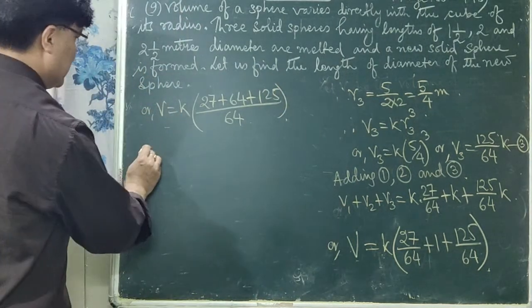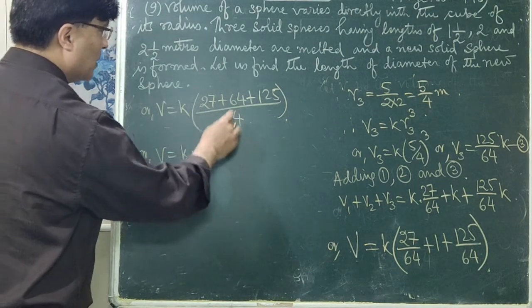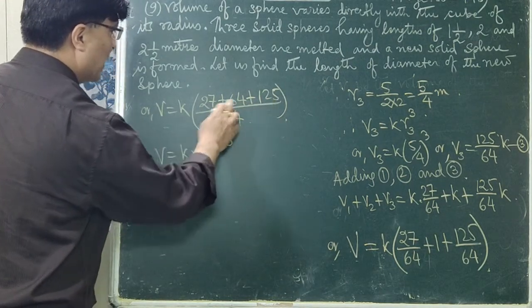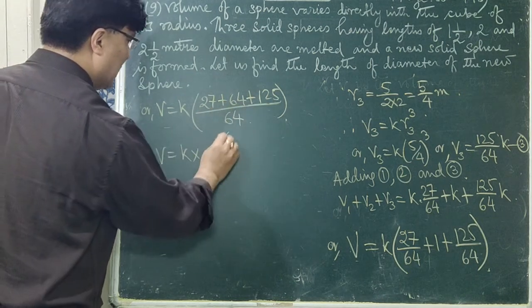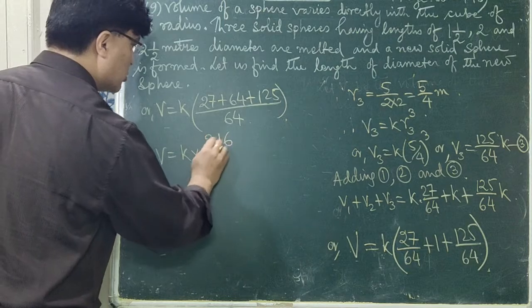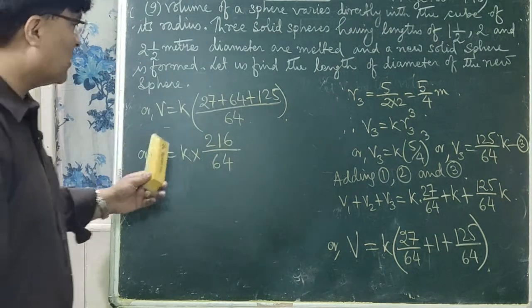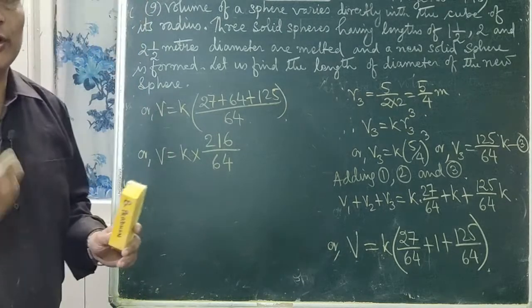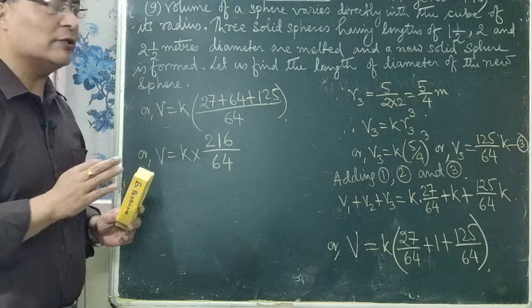So again simplify it, or V is equal to K into, add them, 5 plus 4, 9 plus 7, 16, 6, 1. 3 plus 6, 9, 9 plus 2, 11. 1 plus 1 is 2 divided by 64. Okay, so this is the volume of the new solid sphere. Okay, so you have to find out the length of the diameter of the new sphere.